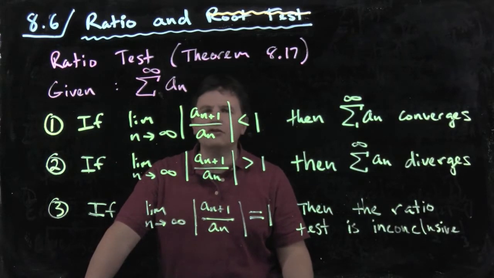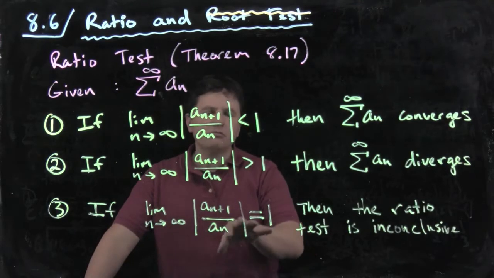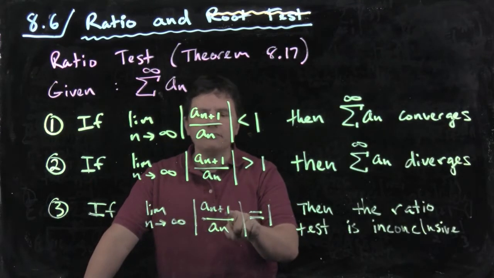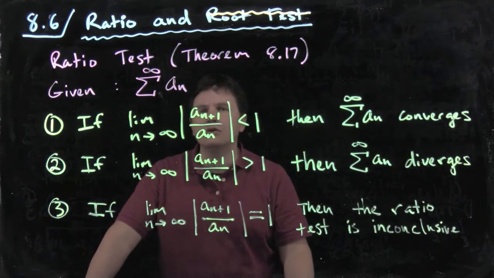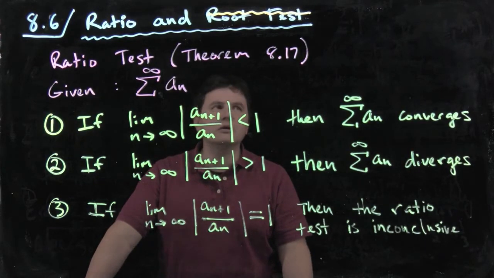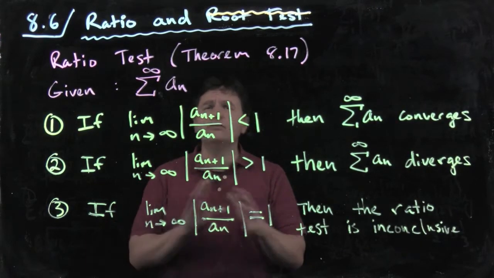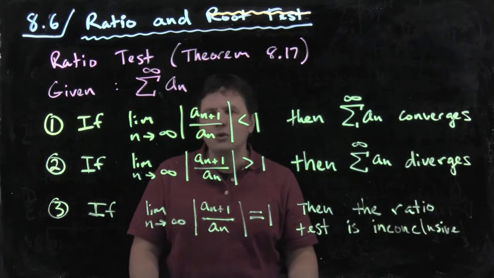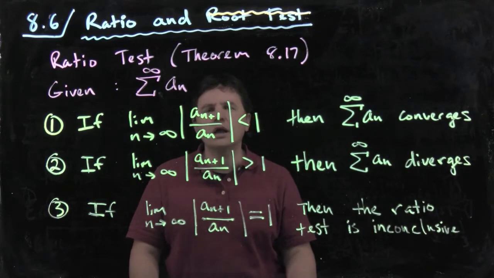So at that point, you're going to have to do another test. And what I'll tell you is more times than not, if you do get a 1, that means a p-series would work, or a p-series in combination with a limit comparison test, okay?